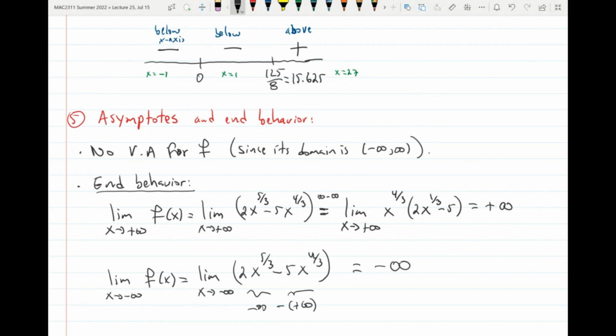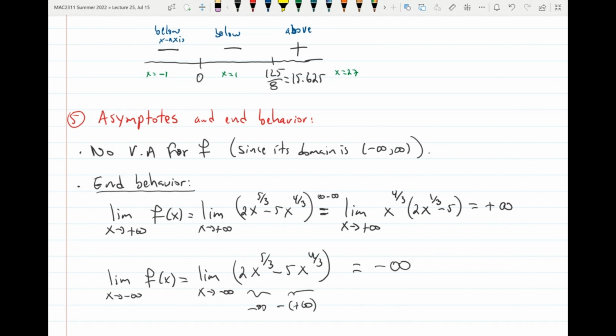That's different. If you add two infinities that are negative, you get negative infinity, because this is the same thing as negative infinity plus negative infinity. So that's just negative infinity. So no need to actually factor, but if you want, you can look at the factored version, and then you will get positive infinity times negative infinity, which gives you negative infinity. However you want to look at it.